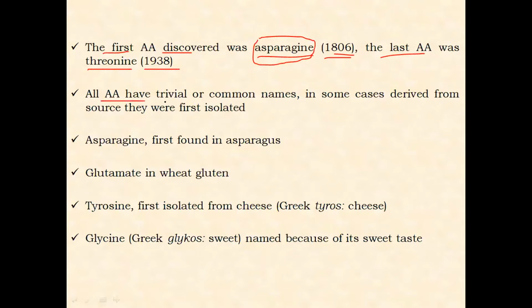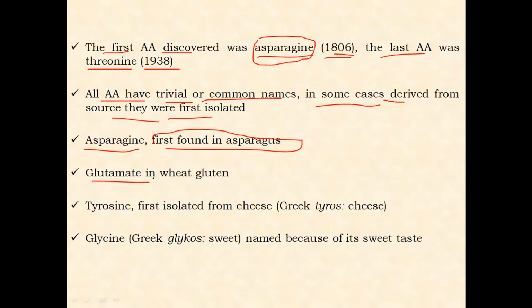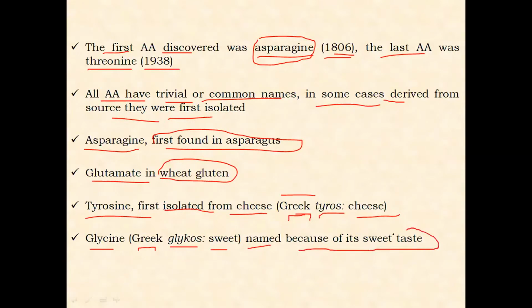All amino acids have trivial or common names. In some instances, they are derived from the sources where they were first isolated. For example, asparagine is found in asparagus. Glutamate is present in wheat gluten. Tyrosine was first isolated from cheese because it originated from the Greek word tyros. Tyros means cheese. Glycine originated from the Greek word glykos, which means sweet, and is named glycine because of its sweet nature.